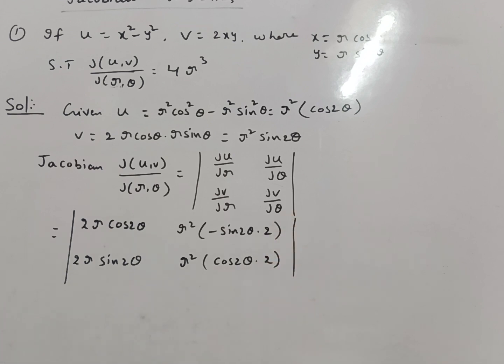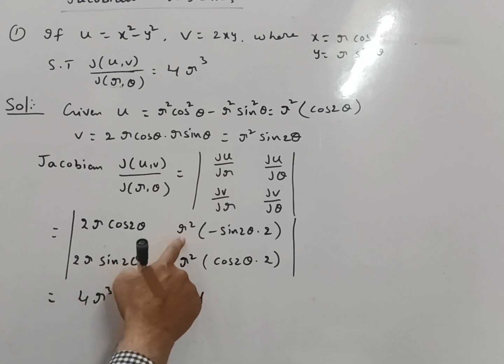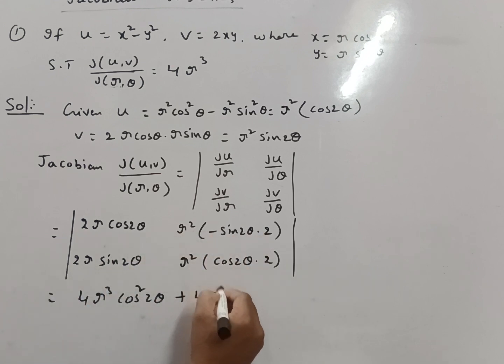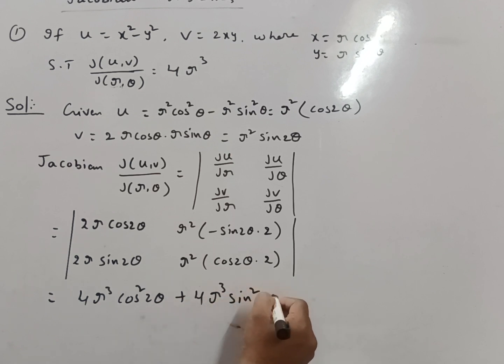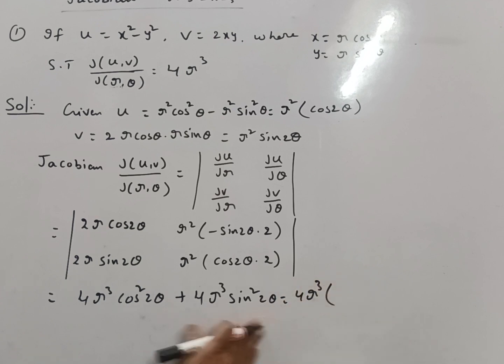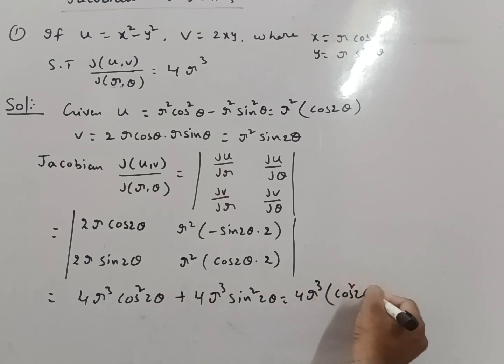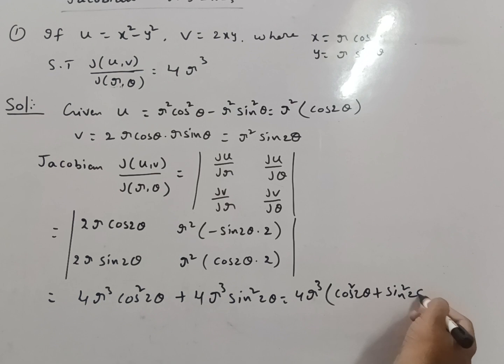Now what do we have to find? We have to find the determinant here. So AD minus BC: 2r into 2r, 2r cube into 2, gives 4r cube cos square 2 theta. So minus of minus plus 2r into 2r, r square, 2r cube into 2, gives 4r cube sin square 2 theta. Take out 4r cube common from both the terms. What I get here is cos square 2 theta plus sin square 2 theta, which will give you 1. So I get 4r cube.